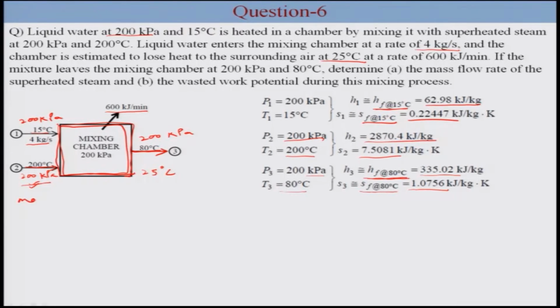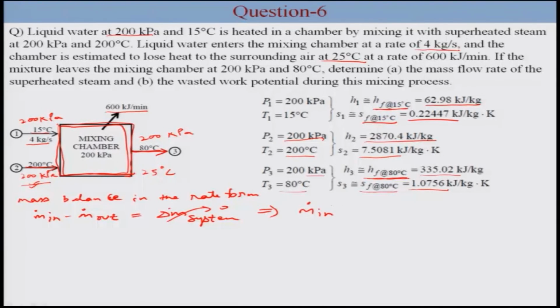So, if we apply mass balance in the rate form, mass which is entering minus mass which is going out is equal to change in mass of the system. So, this is a steady flow system, so this is equal to 0. So, it gives m in dot is equal to m out dot. So, from here, mass entering is this stream 1 and this stream 2. So, m1 dot plus m2 dot is equal to m3 dot.